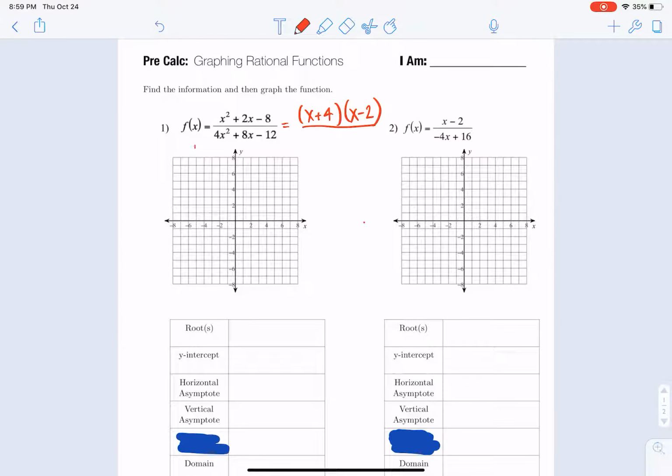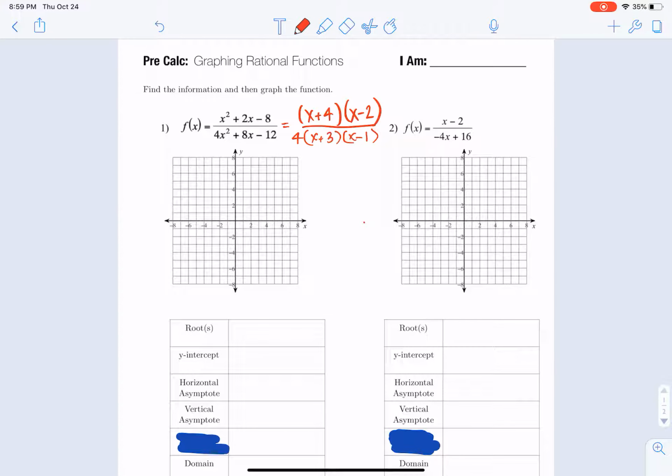We'll pull out a 4. I'm left with x squared plus 2x minus 3, so 4 times that, and I can factor this. I'm looking for things that multiply to give me -3 that add up to +2. So here I have +3 and -1. So I went ahead and factored my rational function.